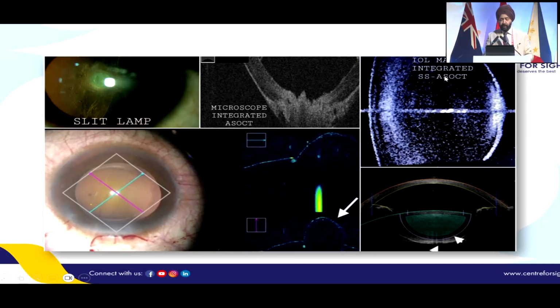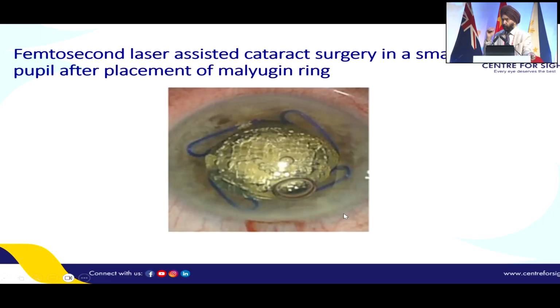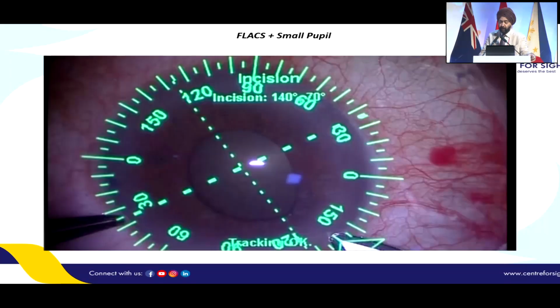And this is the microscope integrated OCT. Again, you could see this huge fluffy matter which was going into the vitreous. And once everything was cleared, you could see a blob of vitreous coming out. So friends, posterior polar cataract is something which is fantastically handled when you are doing a femto. This is a Malugin ring. If you have small pupils, you can easily work with a Malugin ring or a BX ring.